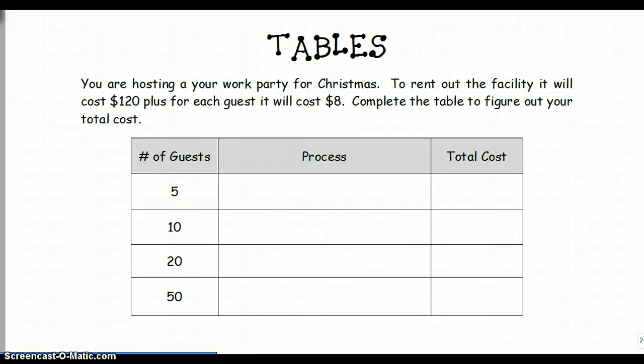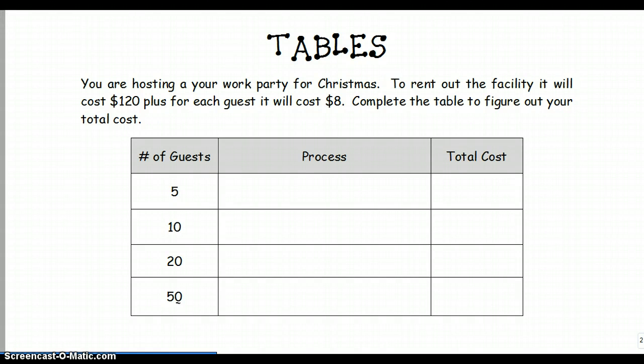Here's a review on tables. Given a function rule, you have to figure out the pattern within the situation. So that's going to give you the total cost of the number of guests that have attended this party. So the problem is you're hosting a work party for Christmas.